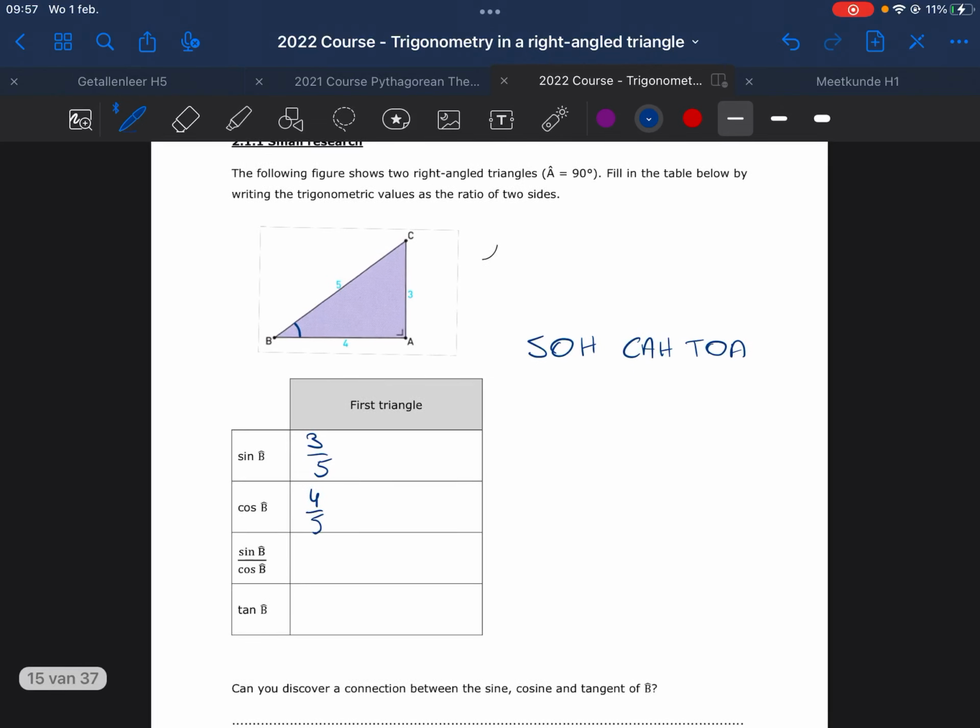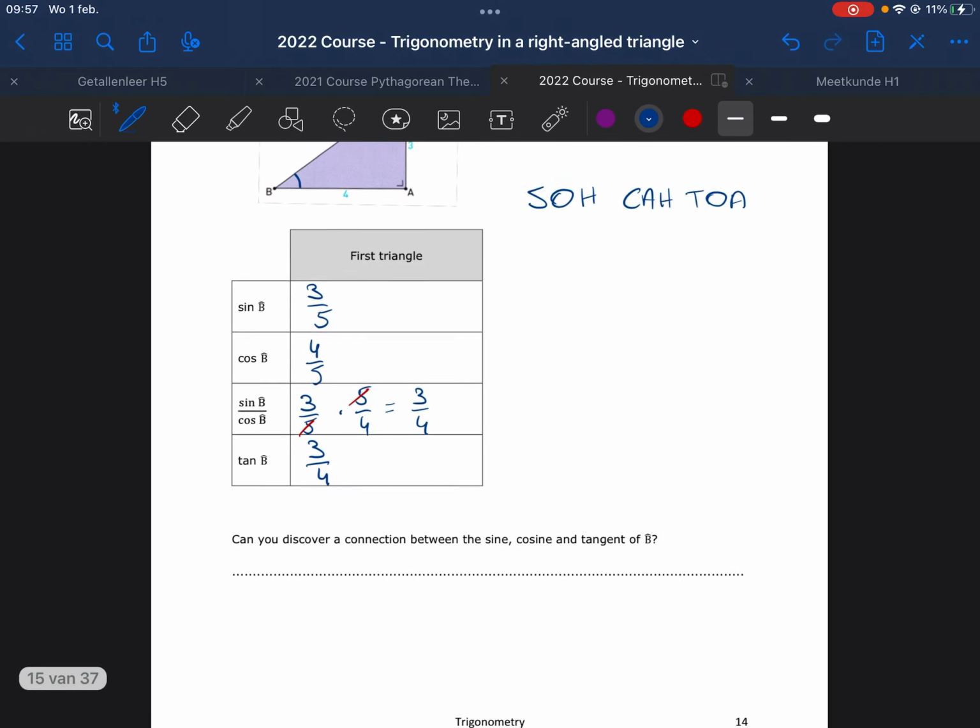Now, if we would divide these two by each other, that would be the same as multiplying it by the inverse, right? Het omgekeerde. So, the sine, 3/5, times the inverse of the cosine, 5/4. Well, these two 5's, they cancel each other out, and we end up with 3/4. Now, finally, we want to determine the tangent. Well, the tangent is the opposite over the adjacent, so that's 3/4.